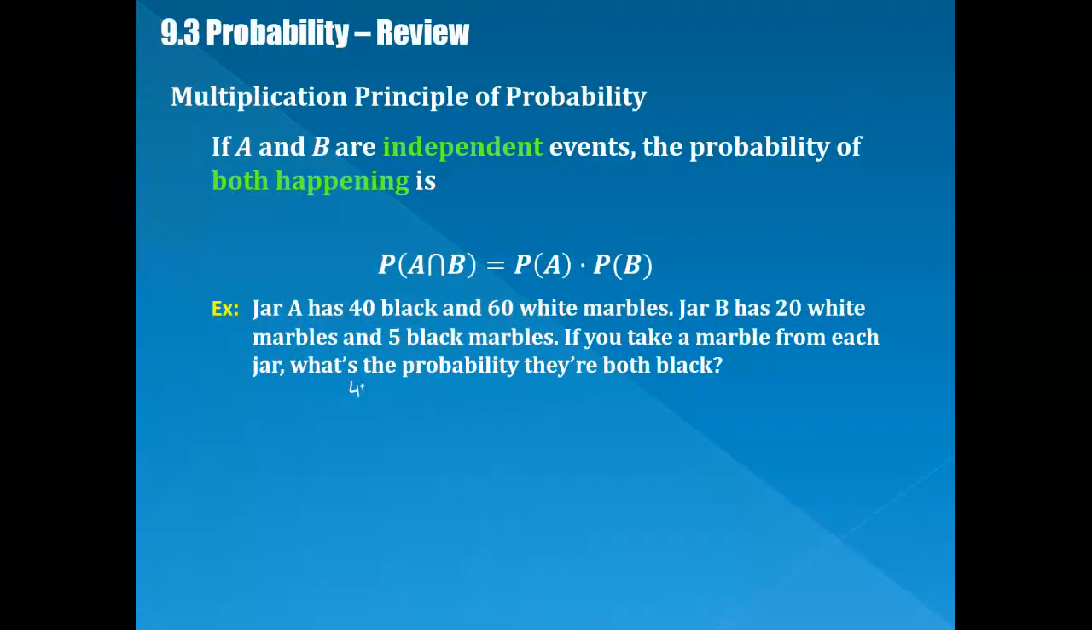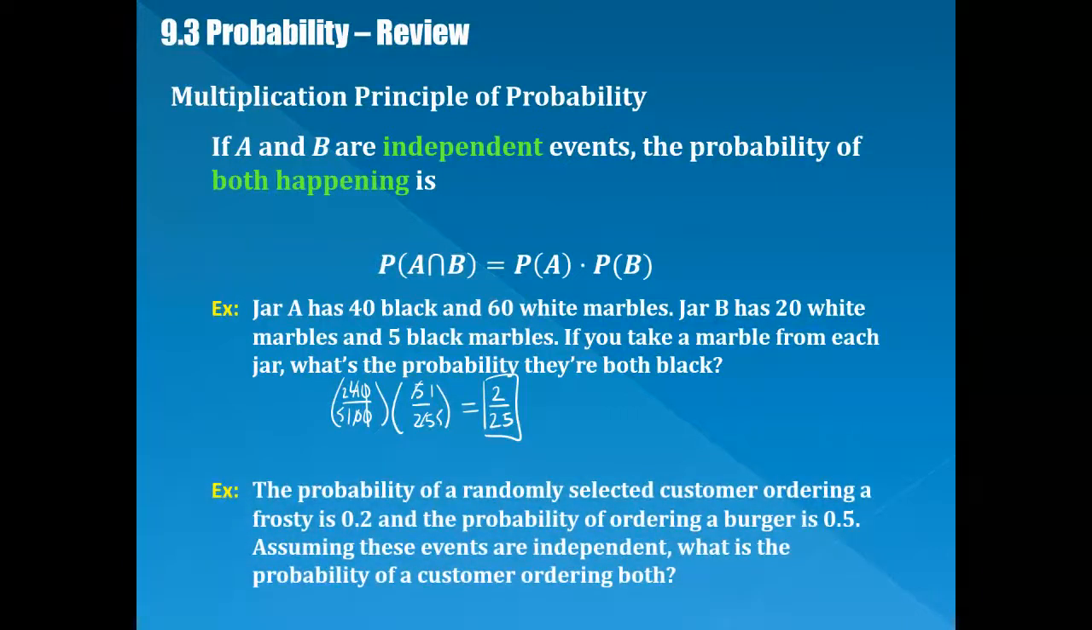So jar A, let's think about that. There's 40 black out of a total of 100, times the probability of getting a black one from jar B. There are 5 out of 25. So that's going to give us, what is that, 2/5 times 1/5. So I've got 2/25. Right? They're independent events. Me picking one out of one doesn't impact me picking it out of another.